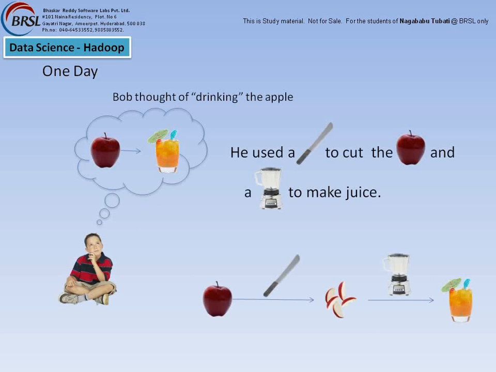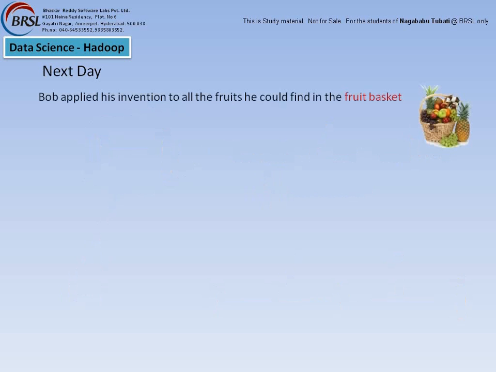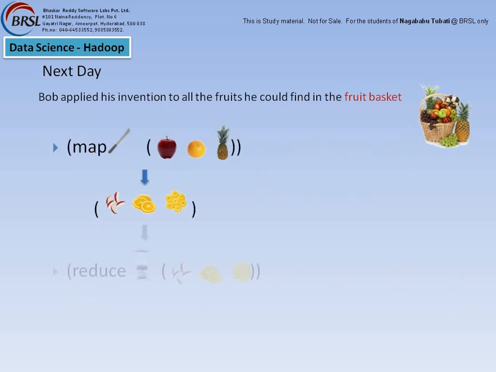So he divided the apple into pieces, and he blended all the pieces in the blender, and he made a juice. Next day, Bob applied his invention to all the fruits he could find in the fruit basket. He used a knife to cut all these fruits into pieces and combined all these pieces into a glass of juice with the help of a blender.